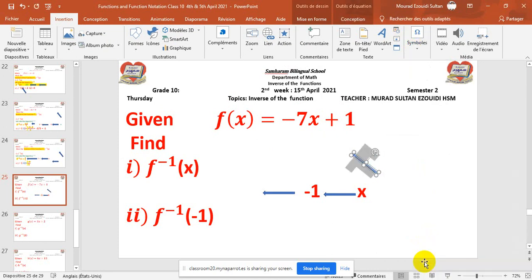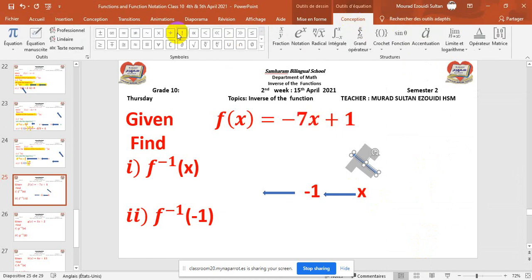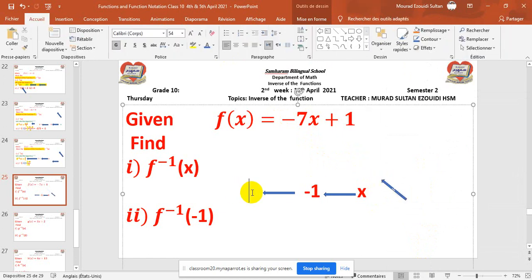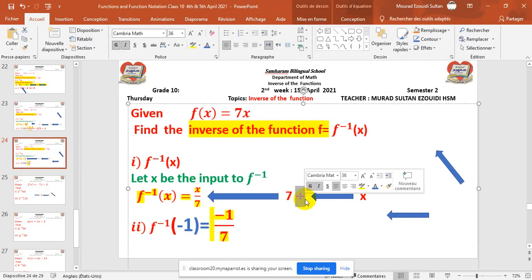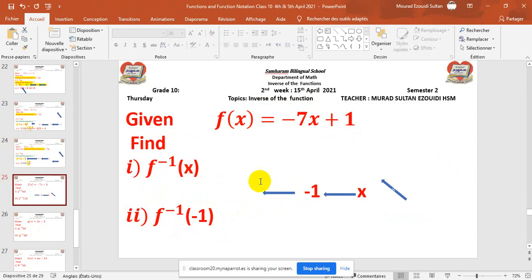What are symbols? This one. What I did online, I will use this one, don't worry. I will use the previous one. Okay, now I need to insert from you.